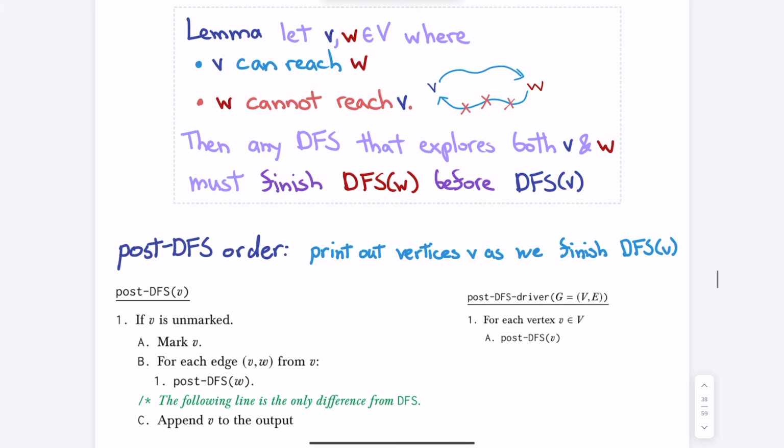Now with that in mind, imagine the following. I run DFS, and as I'm about to finish processing a vertex, I marked it, explored it, went in, went out, and now I'm going to back out of this vertex V. I'm going to print it out to some list. We call that the post DFS order because it's happening at the end of visiting each vertex.